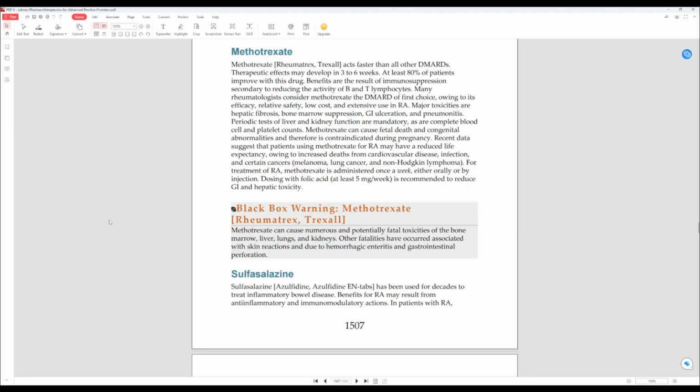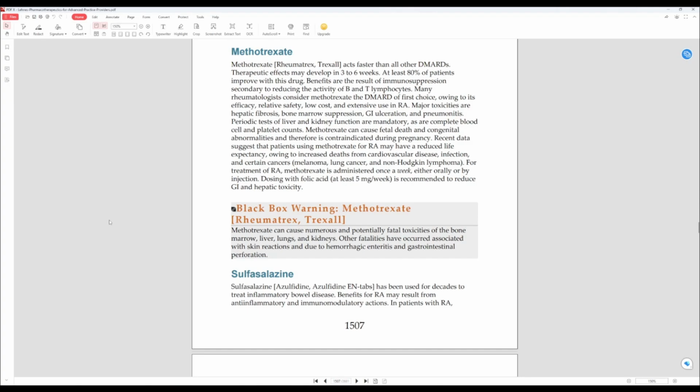in rheumatoid arthritis. Major toxicities are hepatic fibrosis, bone marrow suppression, GI ulceration, and pneumonitis. Periodic tests of liver and kidney function are mandatory, as are complete blood cell counts and platelet counts. Methotrexate can cause fetal death and congenital abnormalities, and therefore is contraindicated during pregnancy. Recent data suggest that patients using methotrexate for rheumatoid arthritis may have a reduced life expectancy owing to increased deaths from cardiovascular disease, infection, and certain cancers.